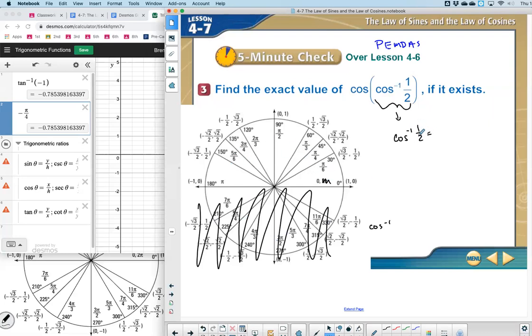So now let's go find 1/2. I'm looking for an x value of 1/2. So I'll start here. Let's see, that's 1, that's not it. There's square root of 3/2, that's not it. Square root of 2/2, that's not it. There it is, 1/2. Notice over here we have a -1/2, but we're looking for positive 1/2. So my angle here that's generated, or the output, the solution, is pi/3.